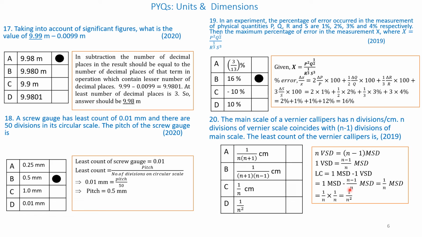Simplifying, that becomes N minus of N minus 1 divided by N. That becomes 1 over N MSD. So substituting for MSD, we get 1 by N into 1 by N. The answer is 1 by N square. This answer, least count of the vernier calipers equals 1 by N square, is available as option D. Please mark it.